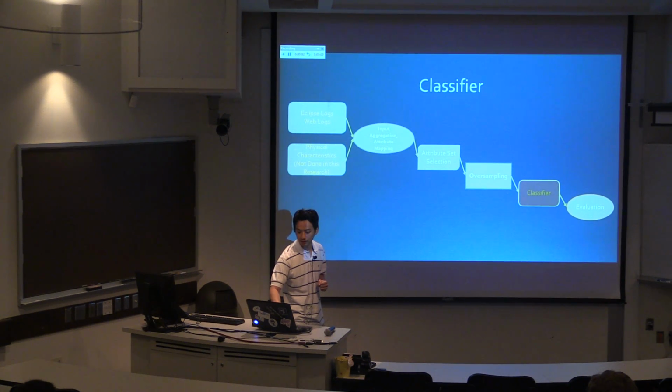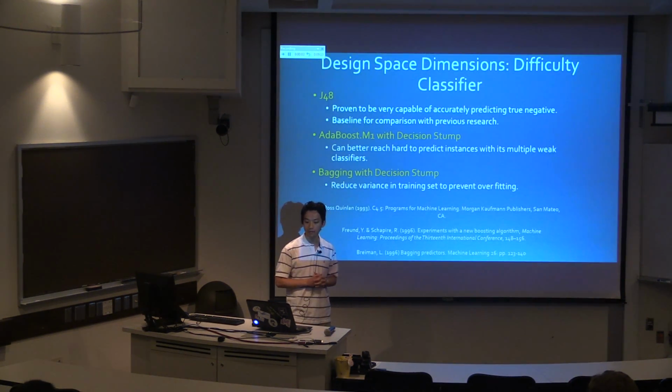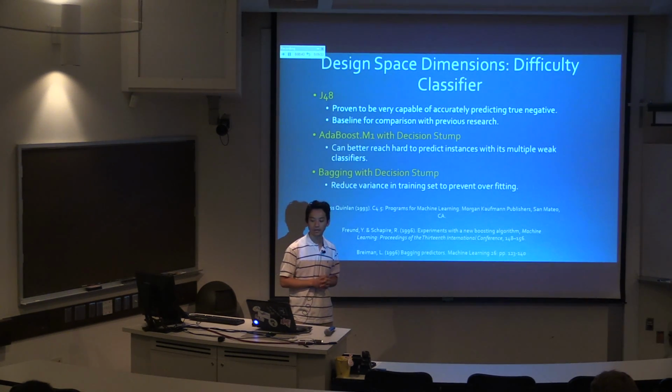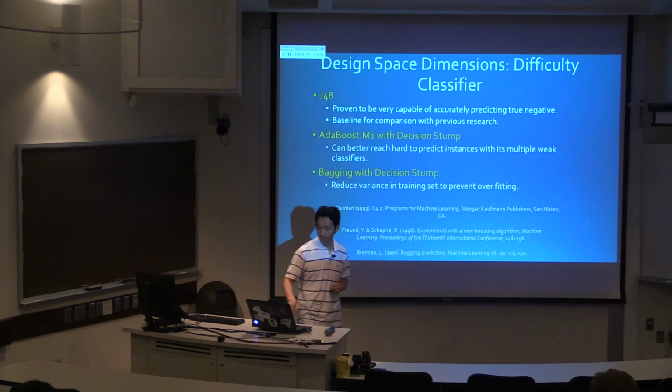And then we have the classifier. There are 3 major classifiers that we use: J48, which was in the original research, and it's been proven to be very successful at accurately predicting true negative, and a pretty good baseline. The current research also introduces 2 other classifiers: AdaBoost M1 with decision stump, which is great at predicting hard to reach instances by training an ensemble of classifiers, each on the instances that the previous one missed. And then there's also bagging, which also has its own ensemble of classifiers, but it mainly reduces variance in the training sample.